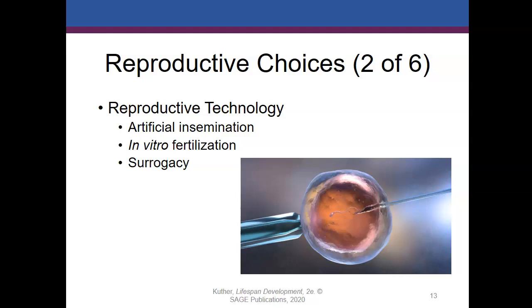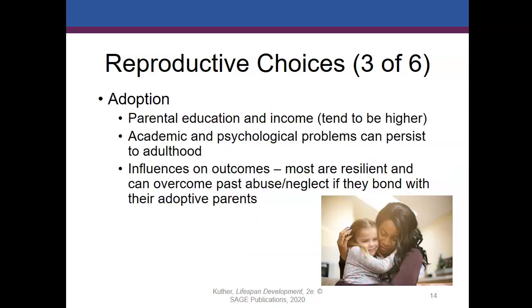Parents can also turn to surrogacy, in which a surrogate is impregnated and carries a fetus to term, agreeing to turn the baby over to a woman, man, or couple who will raise the child. Adoption is another option for prospective parents. Adoptive parents tend to have higher levels of education and income. They often spend more time with their children and have more resources.